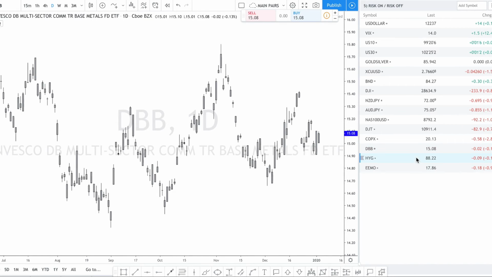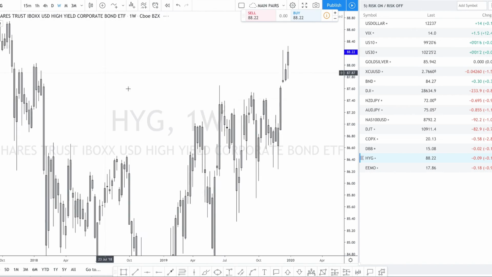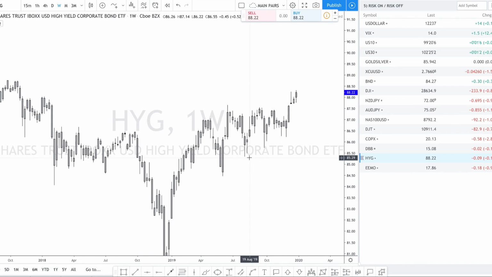We've also got the HYG. This is basically US dollar high yielding corporate bonds. When this is going up, it's risk on, and when this is going down, it's risk off. It's another way to gauge the market when looking at corporate bonds. At times of uncertainty and a higher probability of default globally, yields are pushed higher to compensate for the risk of default, and so the bond price decreases. Remember, yields and price go the opposite way, suggesting rising risk aversion.